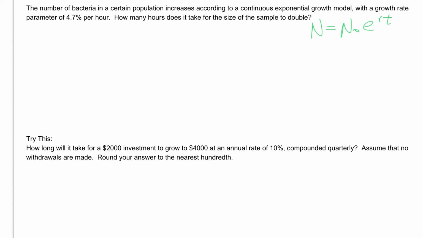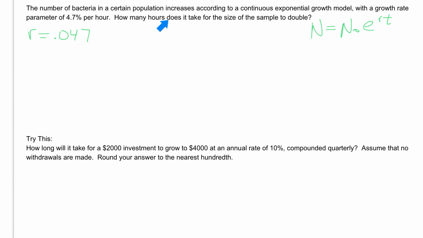In example 2, it says the number of bacteria in a certain population increases according to a continuous exponential growth model. And I wrote that model for us down here with a growth rate parameter of 4.7% per hour. How many hours does it take for the sample size to double? So we know the growth rate is 4.7%. So we know R is 0.047.